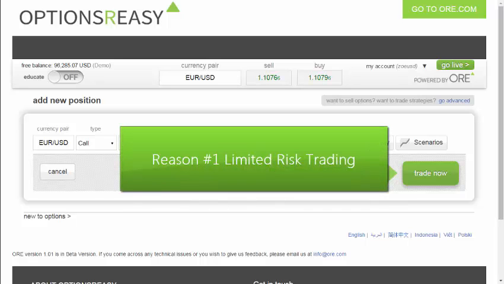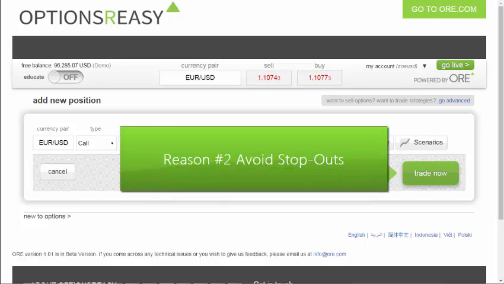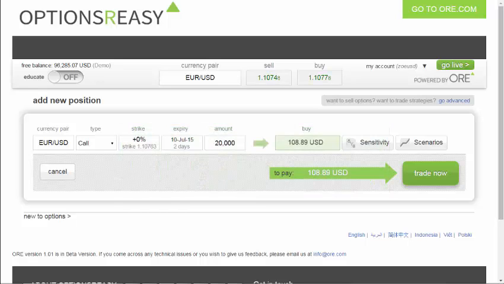This is because the price you pay for the option is your total investment size. So you have the security of knowing exactly how much of your funds are required before you open a trade. Also, you do not need to utilize a stop loss order to manage this limited risk. Hence, you avoid being stopped out on large market swings. Now let's consider how an option allows us to make these limited risk trades.